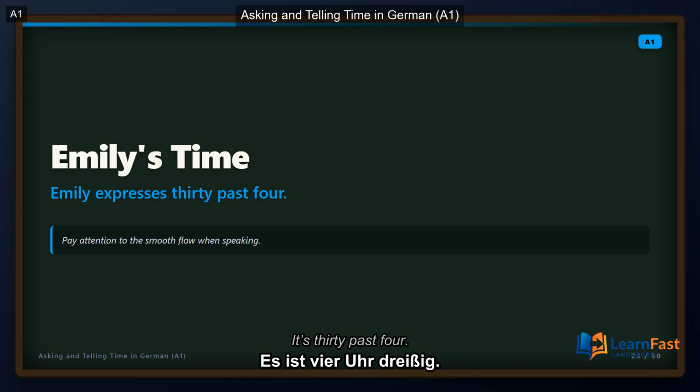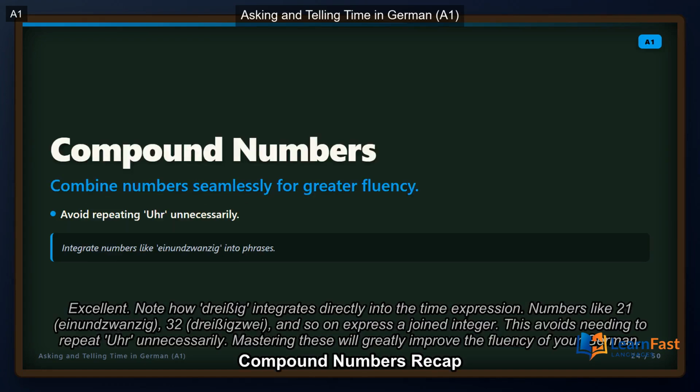Es ist 4:30 Uhr. Excellent. Note how 30 integrates directly into the time expression. Numbers like 21 and 32 express a joined integer. This avoids needing to repeat unnecessarily. Mastering these will greatly improve the fluency of your German.